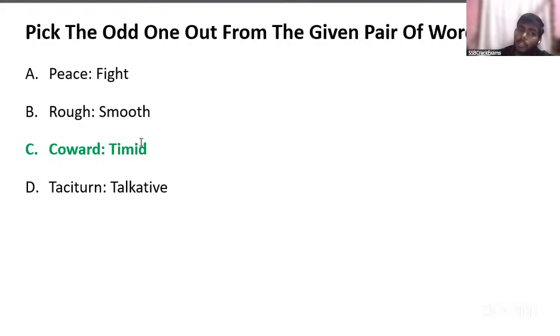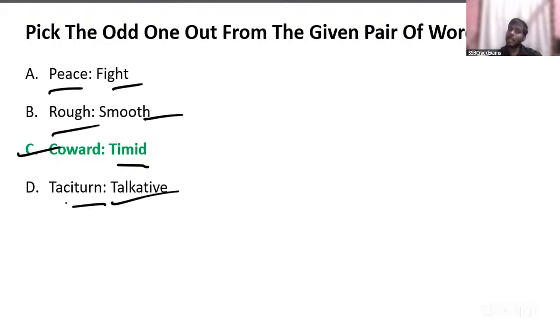If you don't know about timid, that's why I was saying, if you don't know even one word, I'm considering myself at your place. I don't know about timid. Fight, I know. I know rough, smooth. I know talkative. And yesterday I told you about taciturn. So at least you must have a memory to remember this word. Okay, so the left option is this. See, it can be the answer. This is how I try to get the answers.